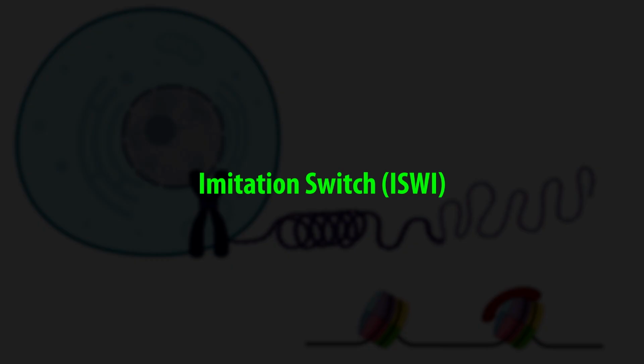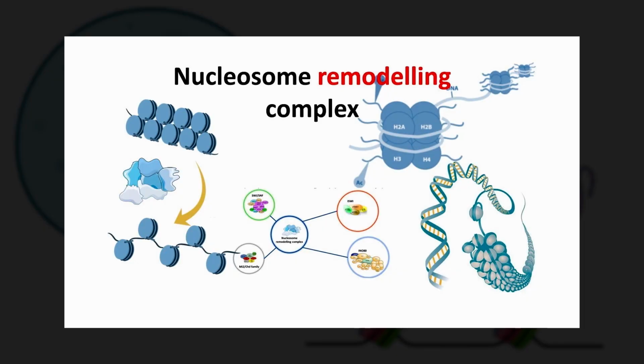Second is the imitation switch, or the ISWI. The ISWI complex, named for its homology to SWI/SNF, promotes precise nucleosome spacing and chromatin compaction, often associated with gene repression. The nucleosome remodeling factor, or the NURF, an ISWI subcomplex, evenly spaces nucleosomes to create condensed chromatin, limiting transcription factor access in regions like heterochromatin.